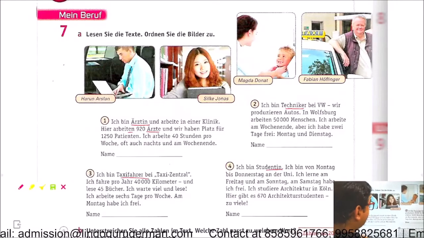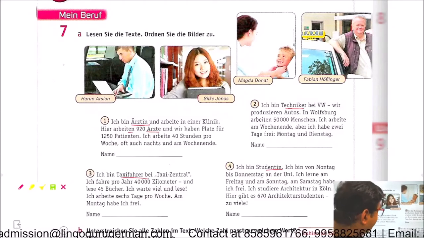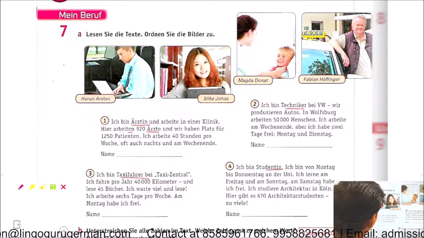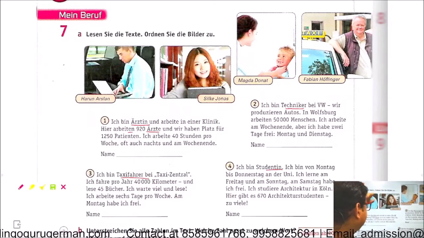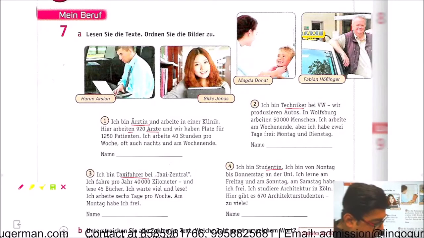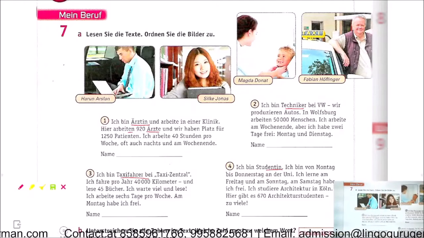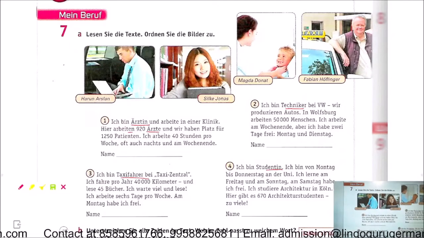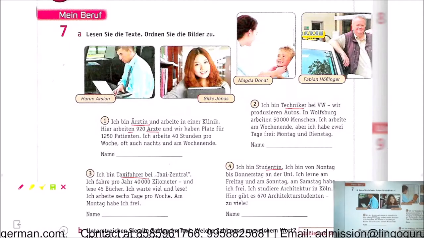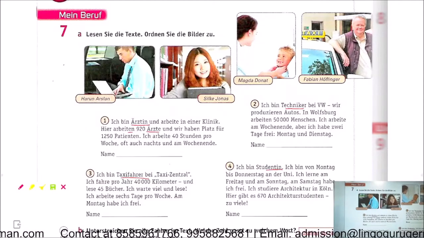So let's say, spend around 2 minutes on this page and try to identify which of these four texts belong to Harun Arslan, Zilka Jonas, Magda Donat, Fabian Hirflinger. Those who have already attended sessions with me have done it already, but in case you just wish to spend 2 minutes, please go ahead. Okay, in this text, what do we see? Thank you for your patience.